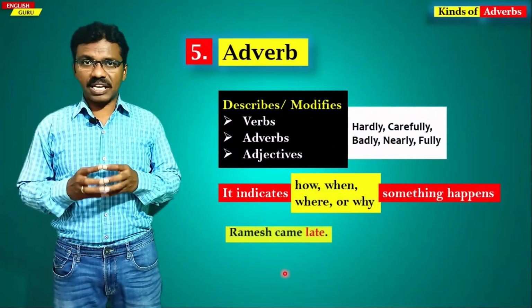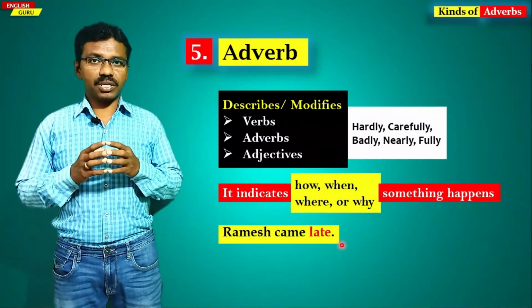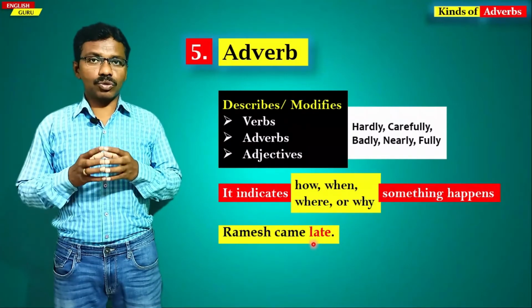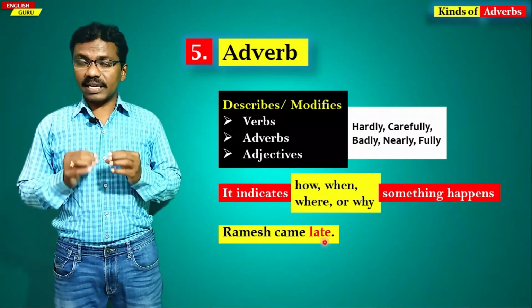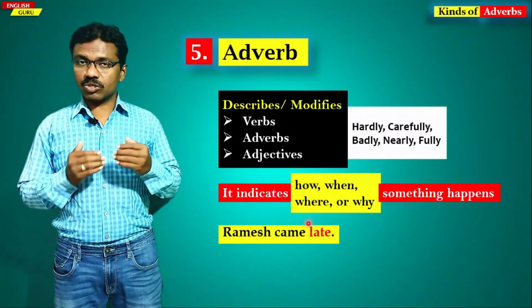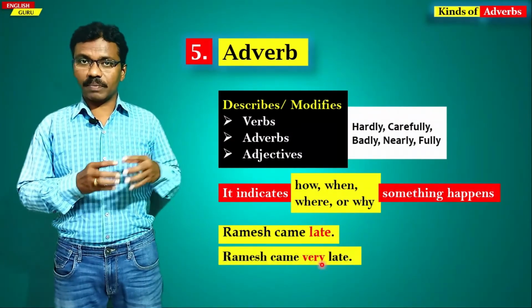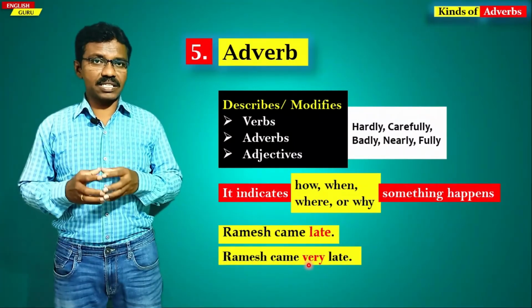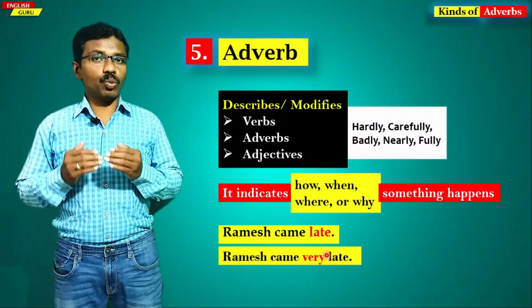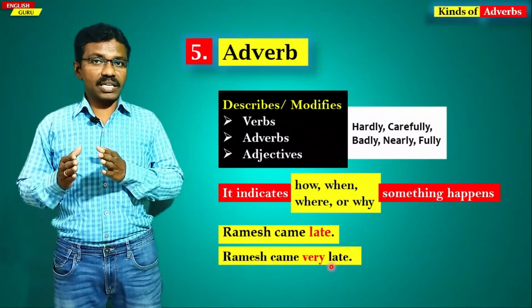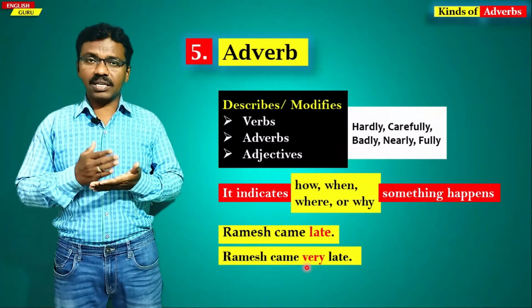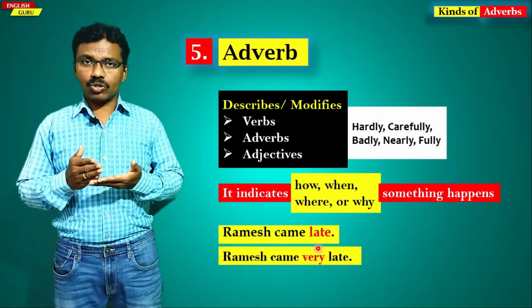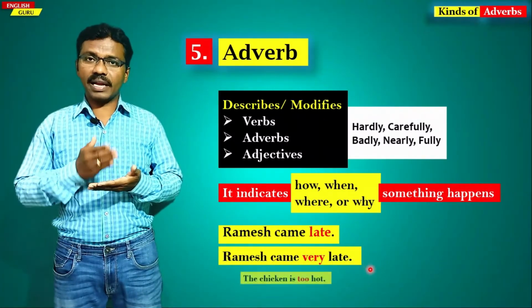For example, if you take the sentence, Ramesh came late. So how did he come? He came late. So the word late is an adverb because it is qualifying came, the verb. Whereas if you see the second sentence, Ramesh came very late. So late is already an adverb and very is qualifying another adverb, late. So very is also an adverb.